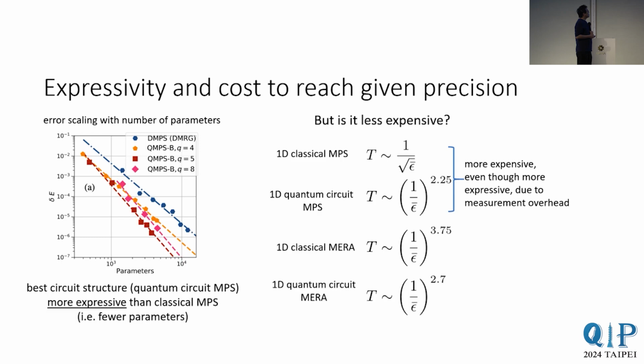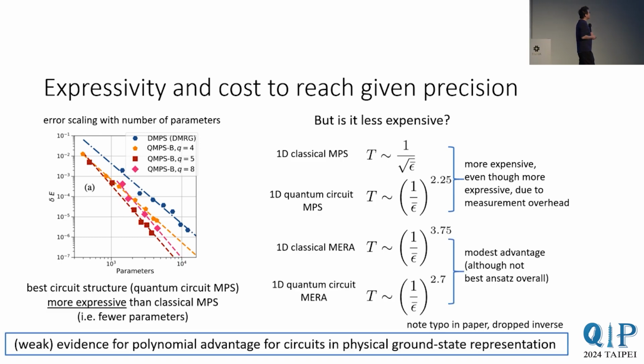Okay, so the short story here is that I don't have too much more to say. You can see very, very weak evidence for a small polynomial advantage for circuits in physical ground state representation. It's very, very small, but there are at least some examples where it's not zero. That's at least the start. It's not clear whether that gets over all the problems with prefactors.